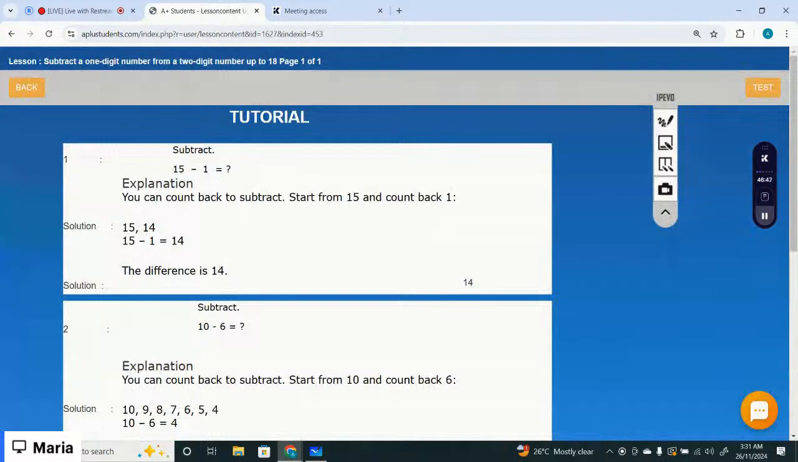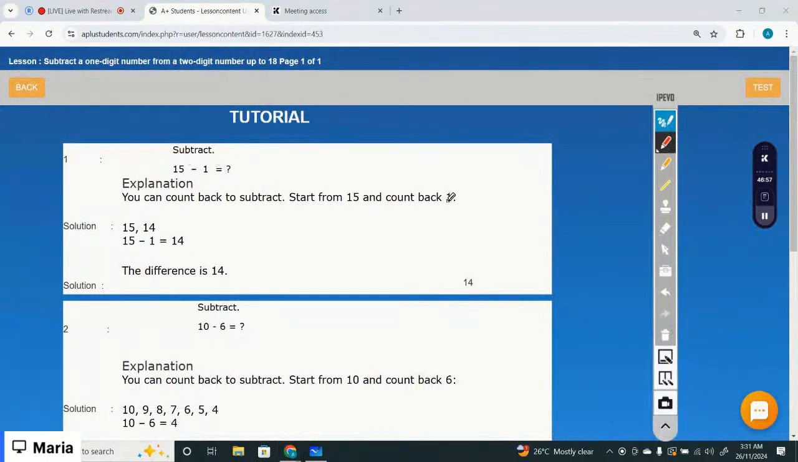So you can count back, right? Start with 15 and count back 1. Or you can start with 1 and count up to 15. 1, 2, 3, 4, 5, 6, 7, 8, 9, 10, 11, 12, 13, 14, 15. Just count these lines. The easiest way is to start with the smaller number and count up till the greater one. So that is 14. 15 take away 1 is 14.